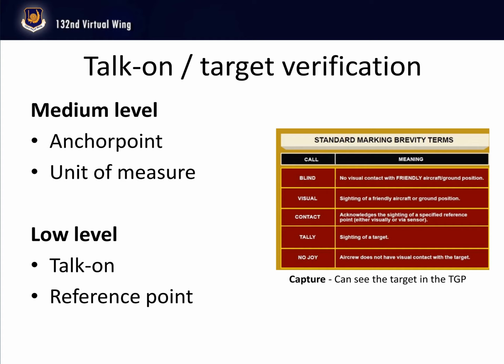And no joy, it's trying to see, but I don't see. That is the most common one. Looking for it, but no joy. I don't find it.